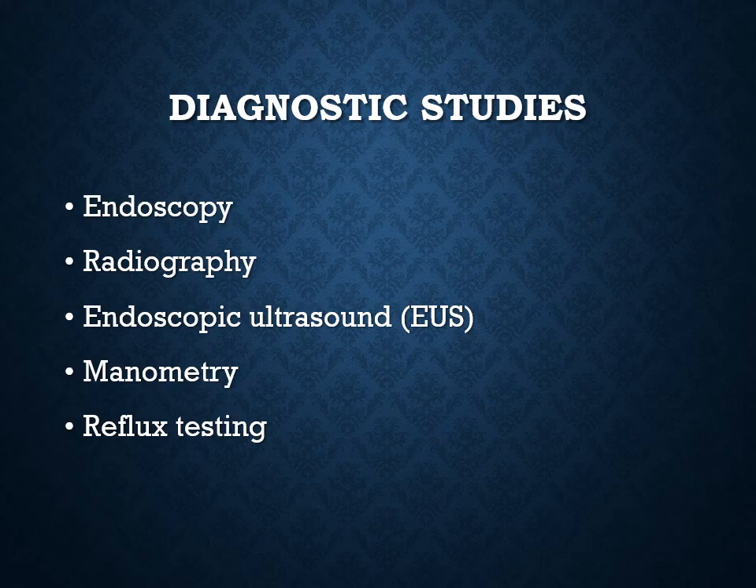Manometry or motility testing is a test that entails positioning of a pressure sensing catheter within the esophagus and then observing the contractility following a test swallow. And reflux testing is an ambulatory 24-hour esophageal pH recording using either a catheter or a wireless pH sensitive transmitter that is affixed to the esophageal mucosa.